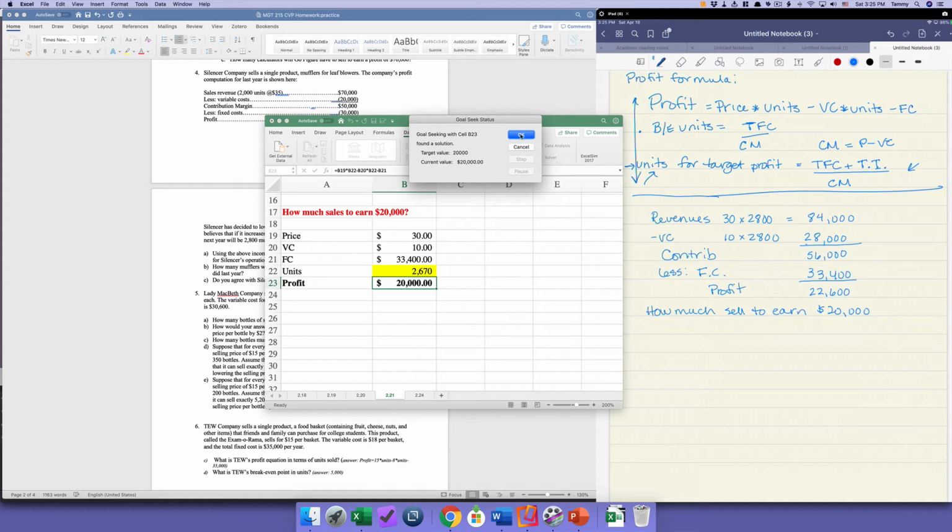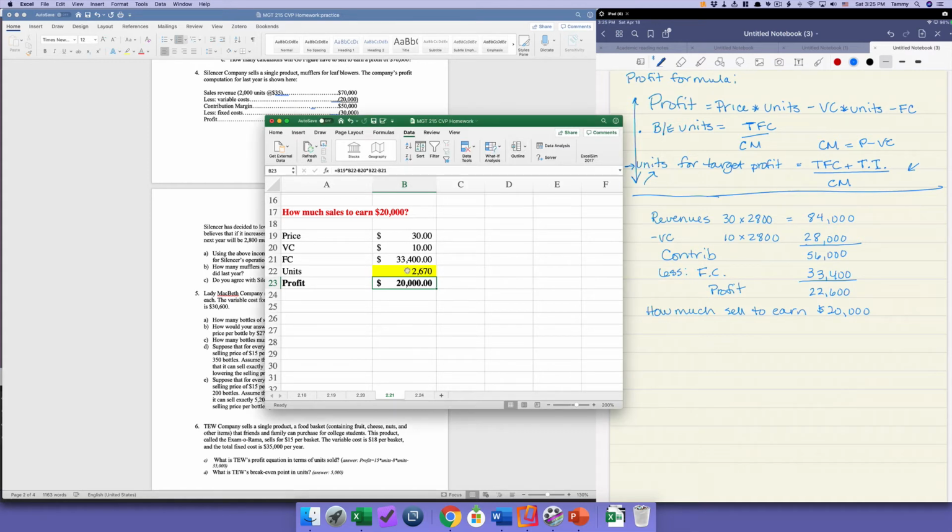The answer is 2,670. So this makes sense, right? Because we figured that if we sold 2,800, we'd have a profit of $22,000. So the fact that to get to $20,000 even, we're selling 2,670 units makes sense. It's a little bit less than 2,800, right? So that's how you can do these things in Excel and never have to do algebra again. I'm telling you, it's a beautiful thing. Okay, I'm going to pause this and then we'll hit Lady Macbeth.